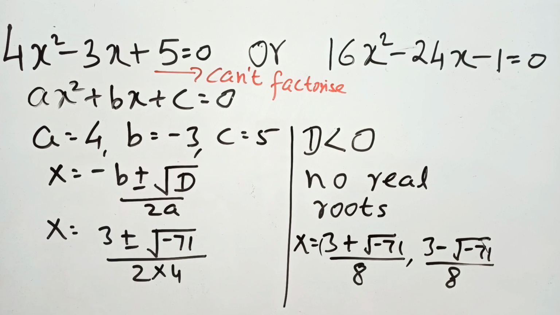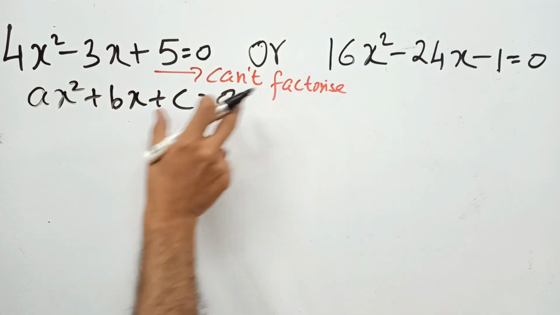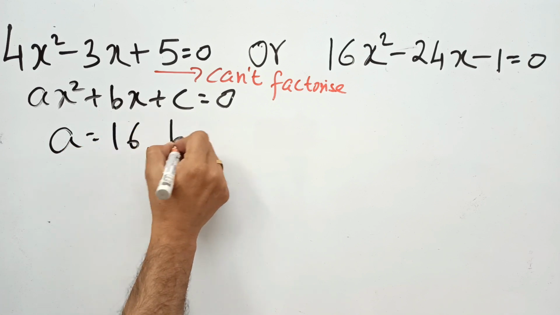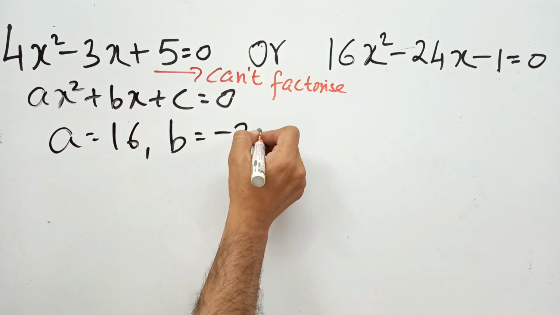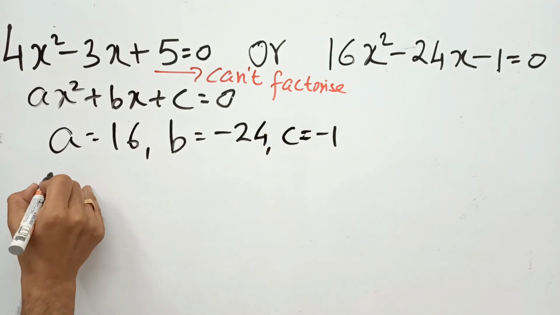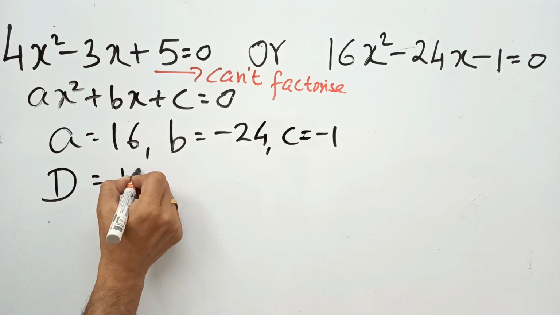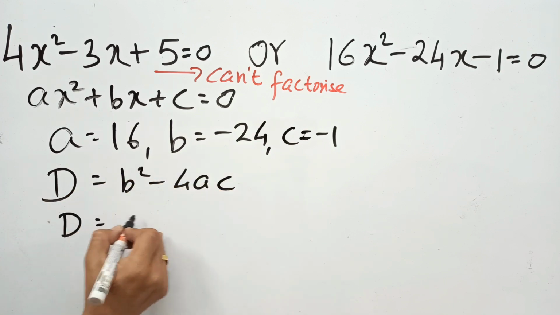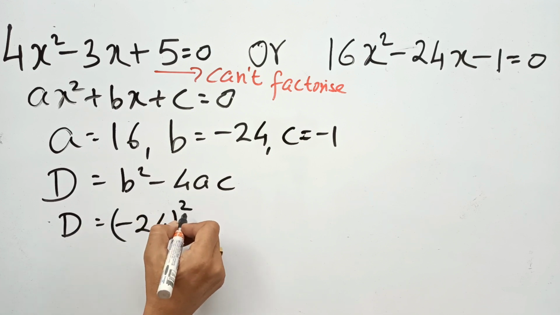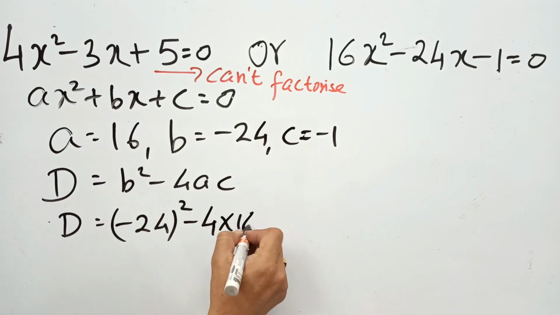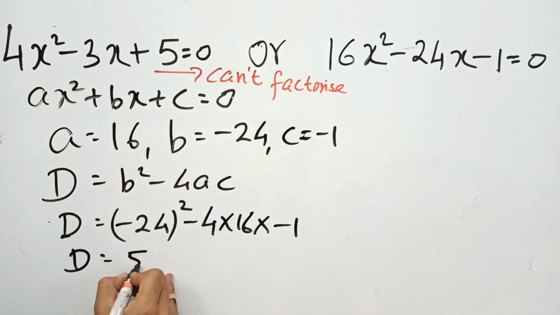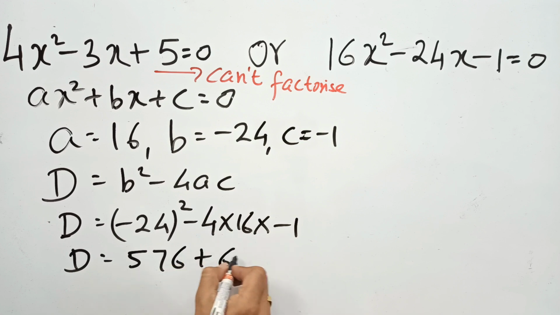Now let us check the next one. Let us compare this quadratic equation with the general form. So a is equal to 16, b is equal to minus 24 and c is equal to minus 1. So first of all, the discriminant. B square means (-24) square, minus 4a, which means 16 into minus 1. Minus minus plus, this is 64.